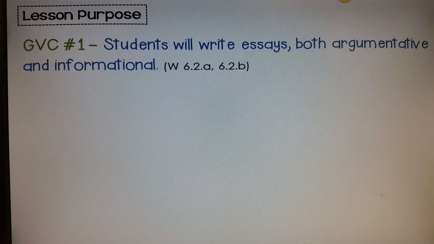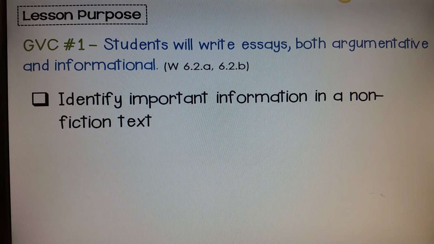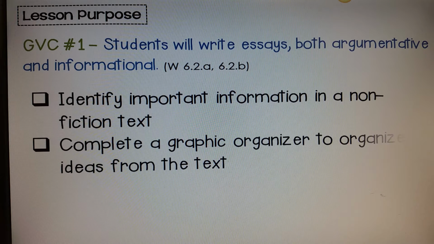Today's lesson will help us meet our goal in GVC number 1. Students will write essays, both argumentative and informational. At the end of this lesson, you will have identified important information in a nonfiction text and will have completed a graphic organizer to organize your ideas from the text.